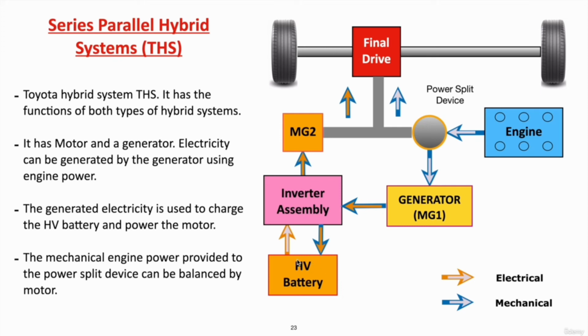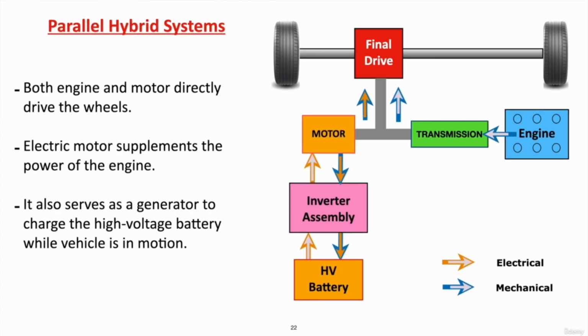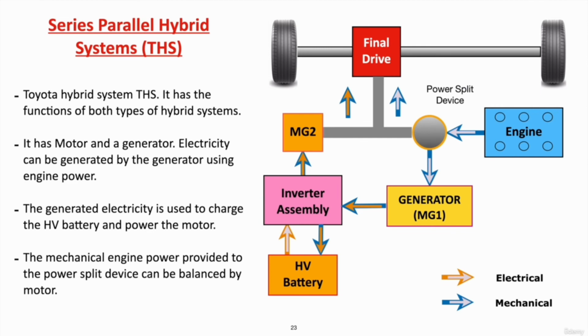Next, the HV battery will provide the current to the inverter, and this inverter will convert DC into AC and send it to the motor, and this motor helps to drive the wheels by the use of mechanical power. So this combination of mechanical and electrical will help us to drive the wheels. So this is your series parallel hybrid system. We discussed three hybrid systems: series, parallel and series parallel hybrid system, which is also known as THS, Toyota Hybrid System.